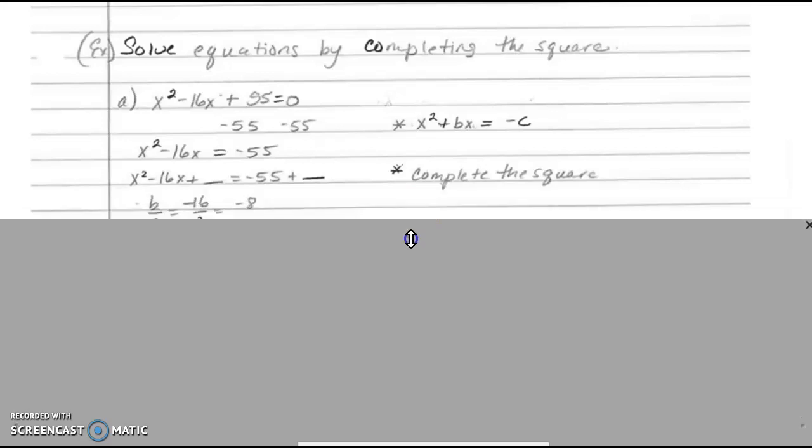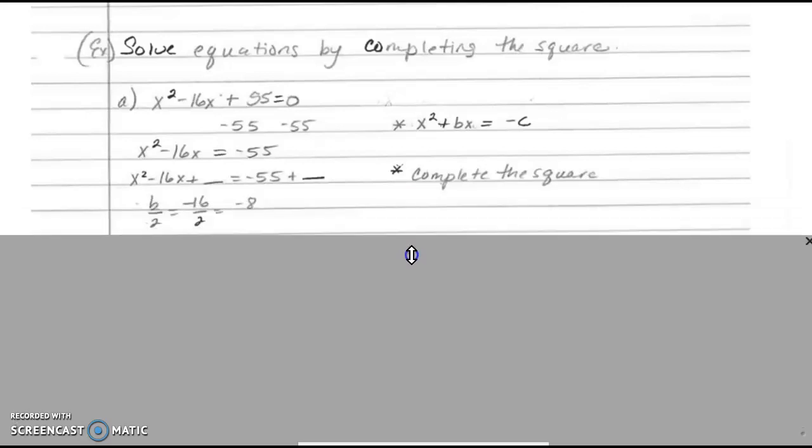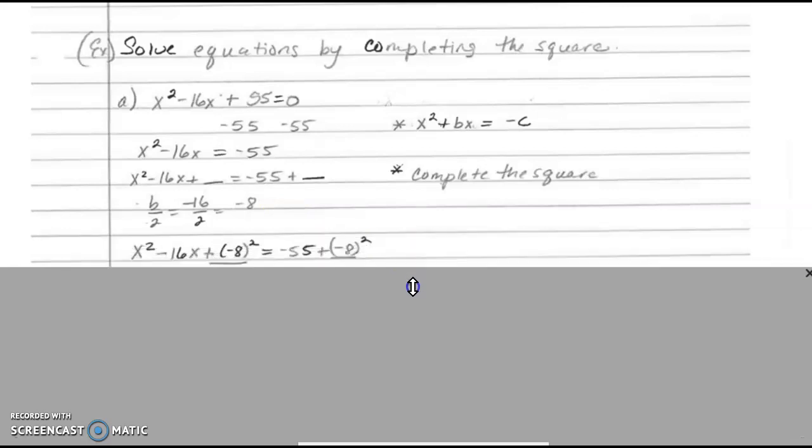So we will do our b over 2 for the left side. And that's a negative 16 over 2, which is a negative 8. And then again, we square that negative 8 to put it into that third spot. So we're also going to do the same thing to the right side of our equation. We're going to square a negative 8 and add that to the right side of the equation as well.